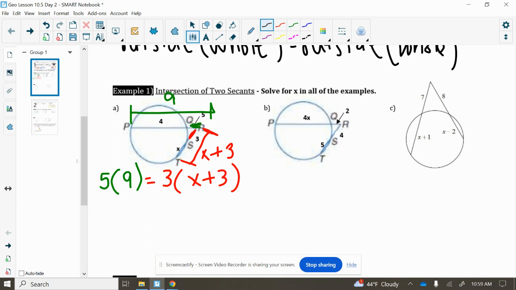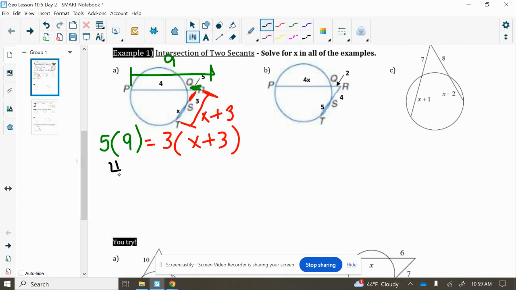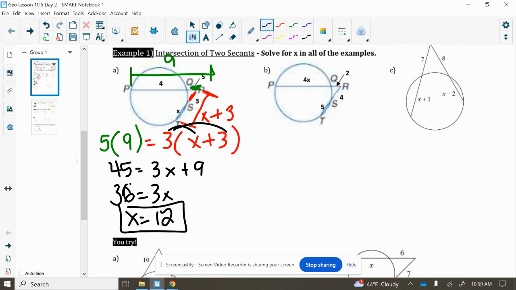So as we start simplifying, we end up with 5 times 9, which is 45. On the left, distribute the 3 to both pieces. We get 3x plus 9. Subtract the 9 from both sides, and then divide by 3. X is going to be 12 on this first one.